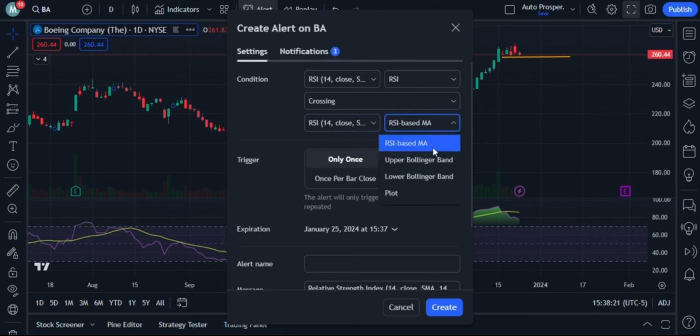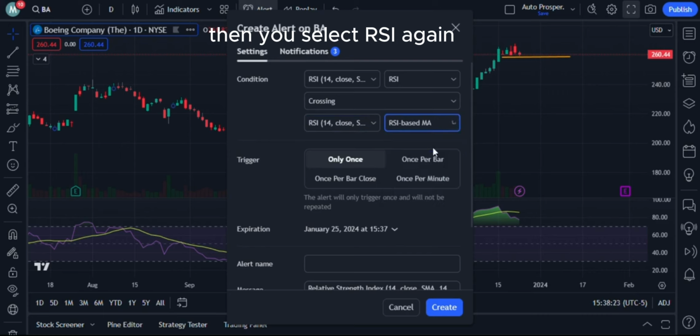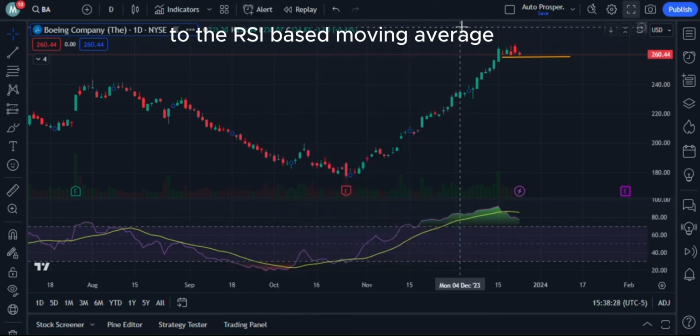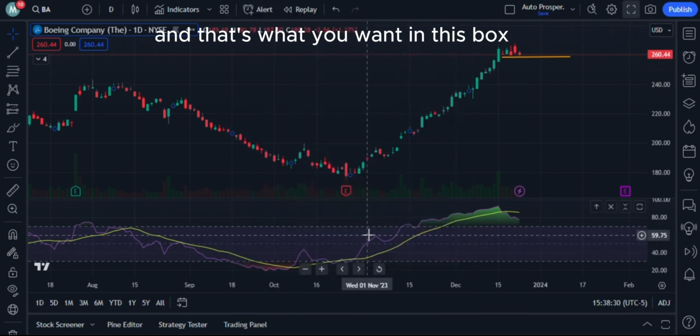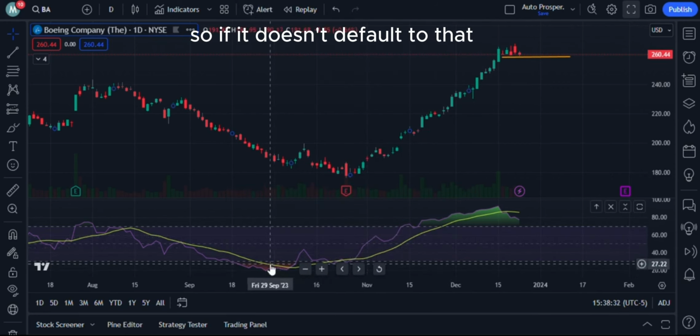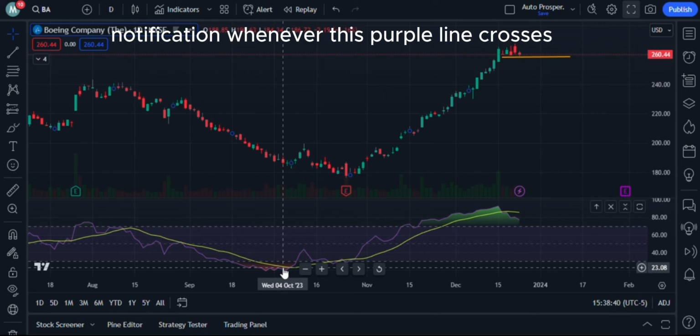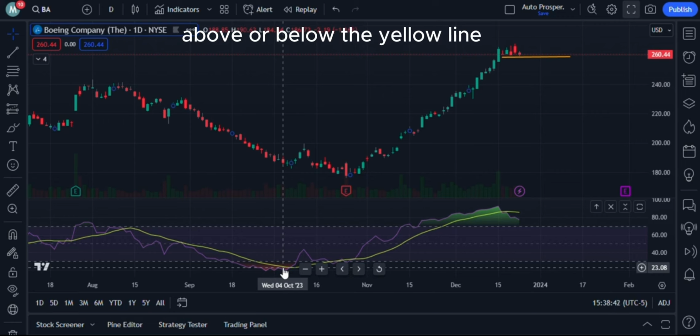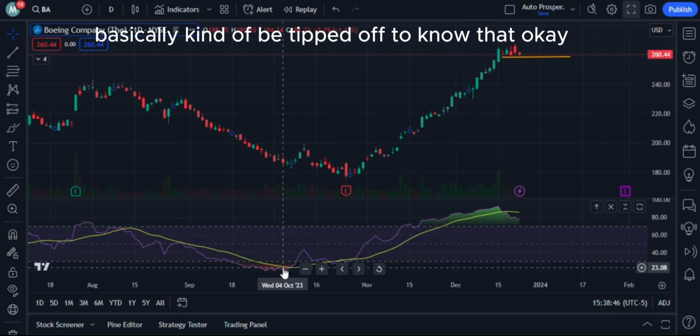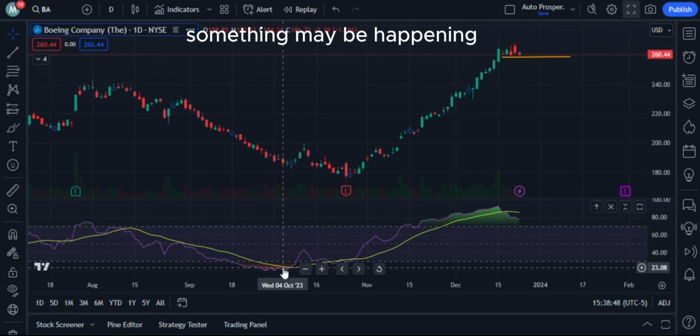Okay. Then you select RSI again, and you see it defaults to the RSI-based moving average, and that's what you want in this box. If it doesn't default to that, then you just select it. Okay. And then you create the alert, and you'll get a notification whenever this purple line crosses above or below this yellow line, and you can be tipped off to know that, okay, something may be happening that I should pay attention to.